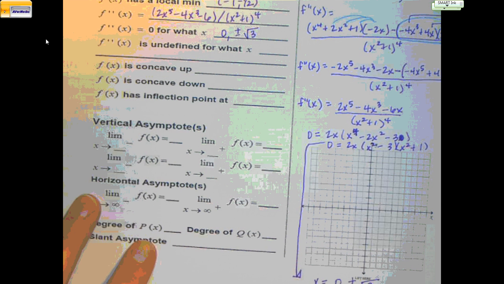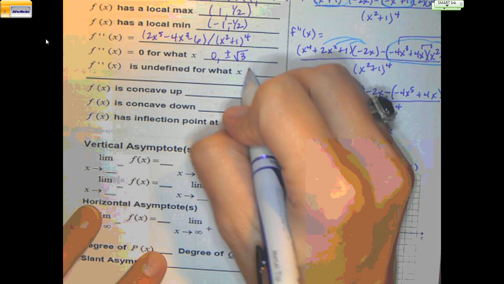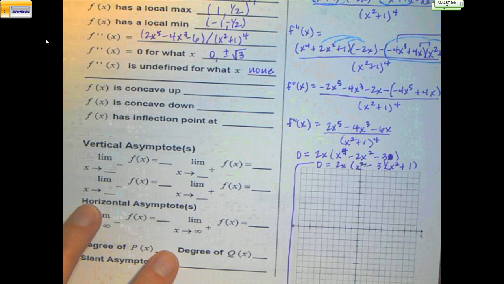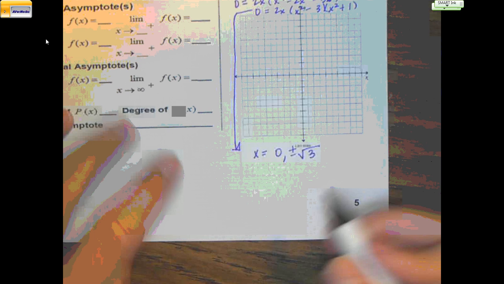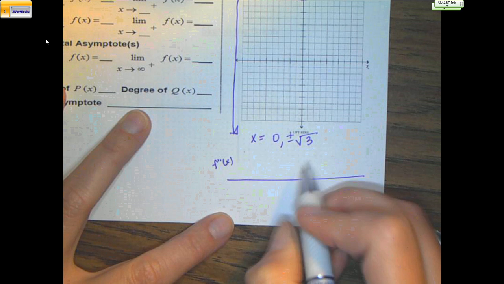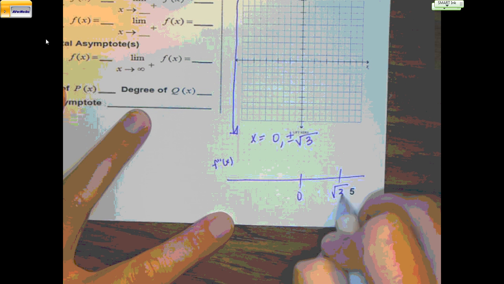It says the second derivative of f of x is undefined for what values of x? None. It doesn't matter what you put in there, you're going to be fine. You're never going to get 0. Concave up and concave down, how do we get that? Right, a number line for the second derivative. So I've got a 0, I have a positive radical 3, and I have a negative radical 3.